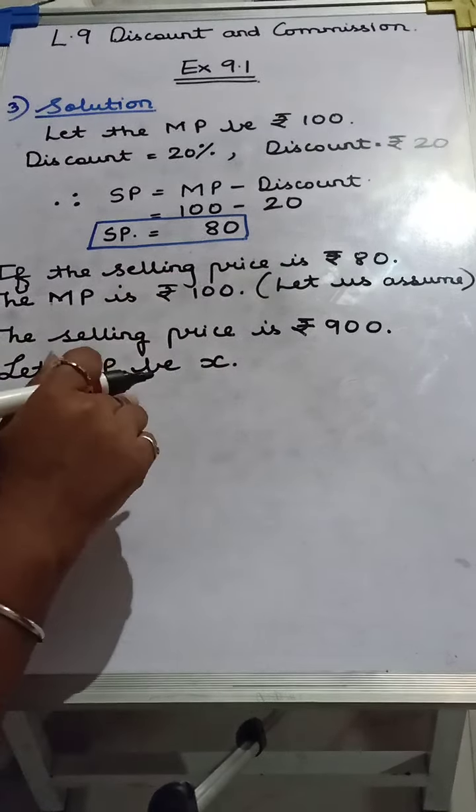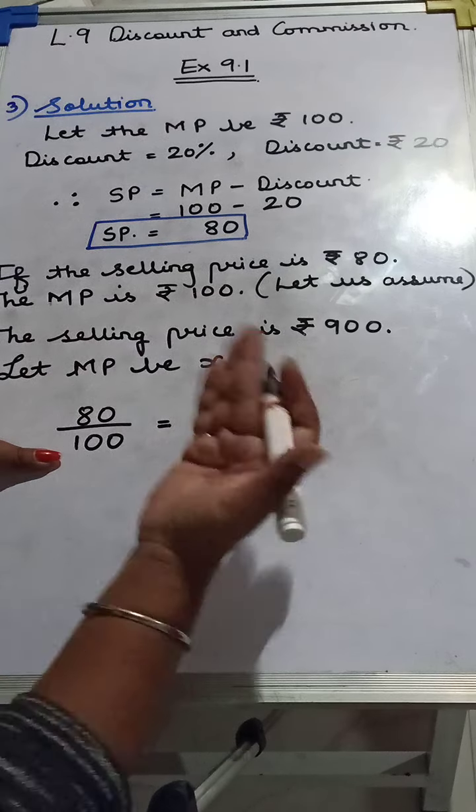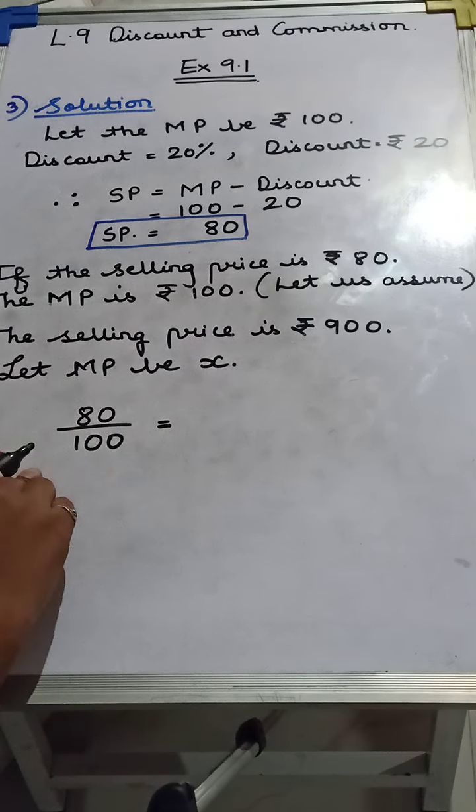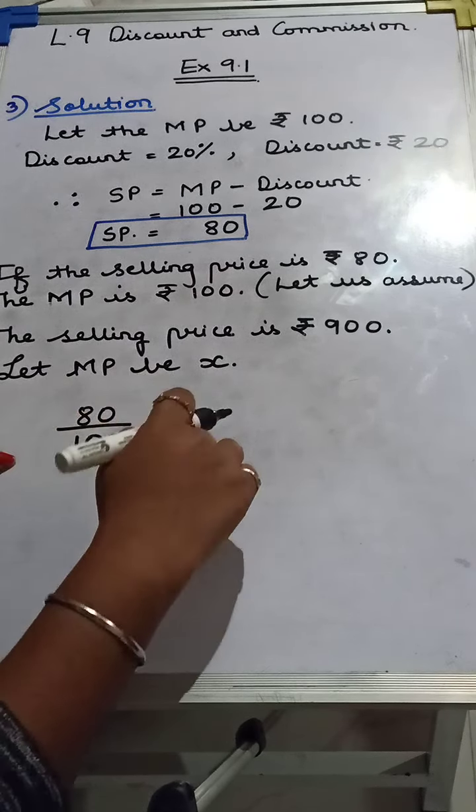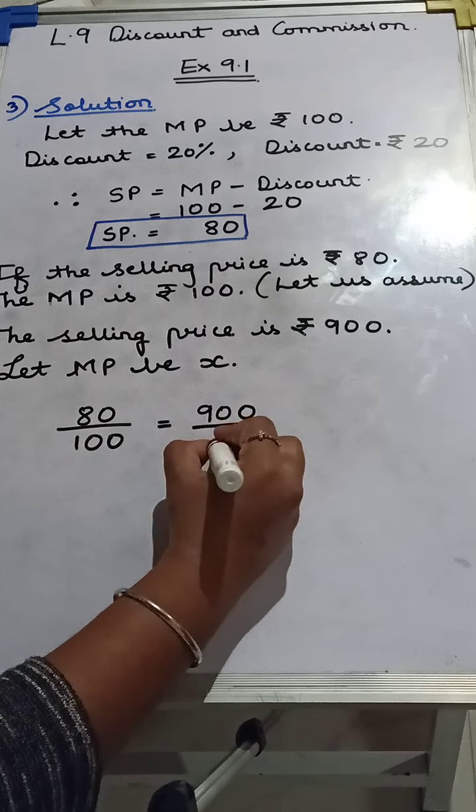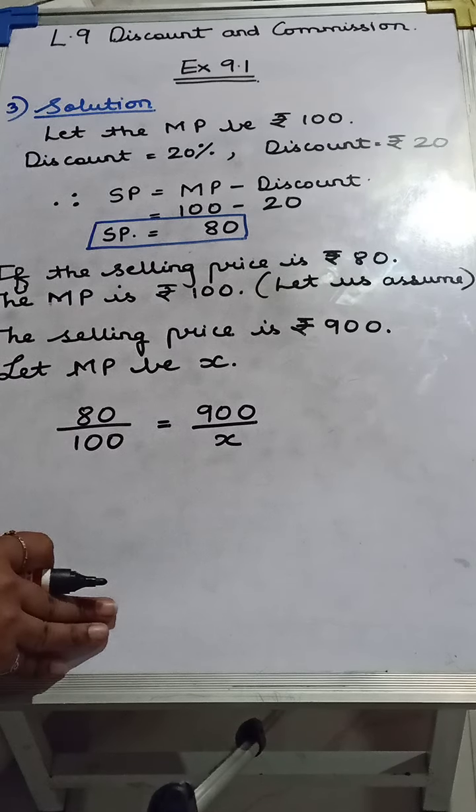Now we'll take the first part first. 80 upon 100. Again I repeat, pay attention. This 80 is what we have assumed as selling price. This 100 is what we have assumed as marked price, which equals, this is the other side that we are writing. This part is our assuming part. On this side, again we are supposed to write the selling price. So our selling price is 900 upon our marked price X. So I have written all four in one line so that you don't get confused. The first two are this part and the next two are of this part.